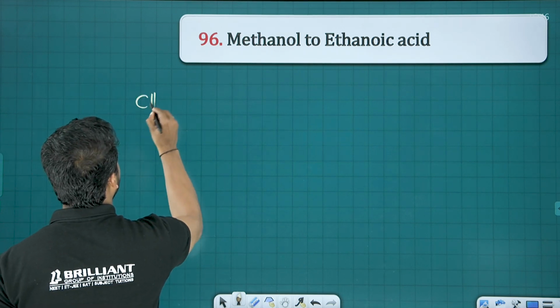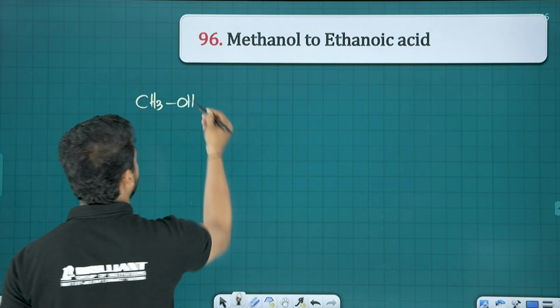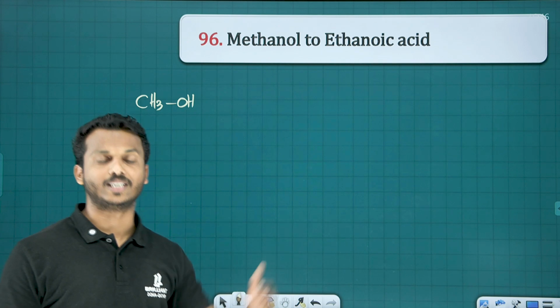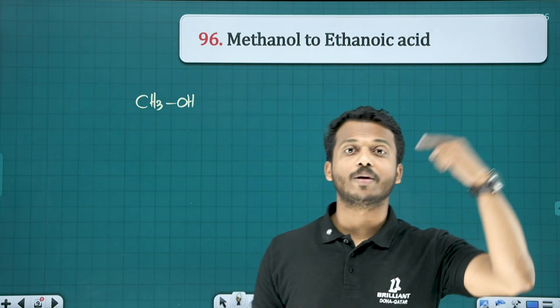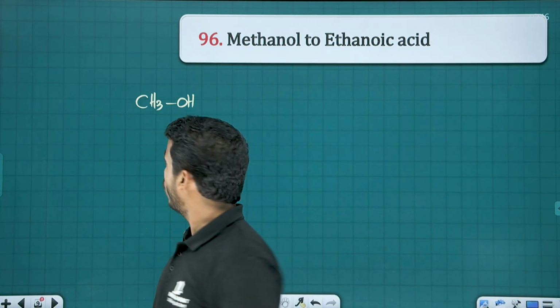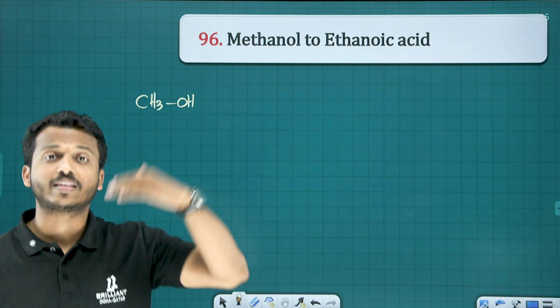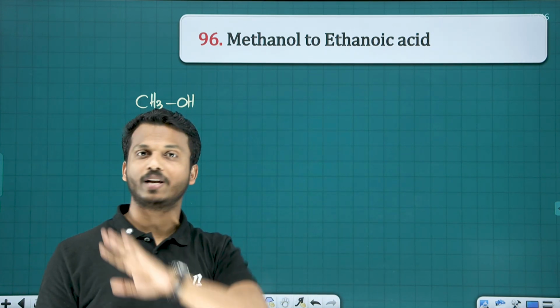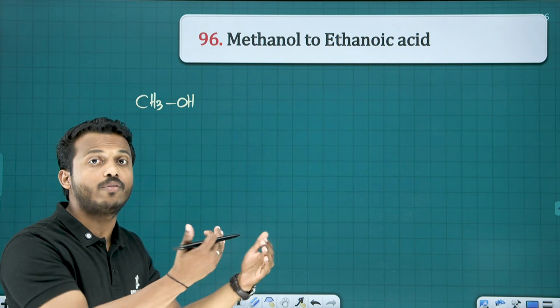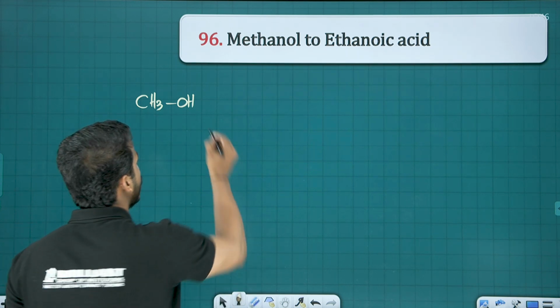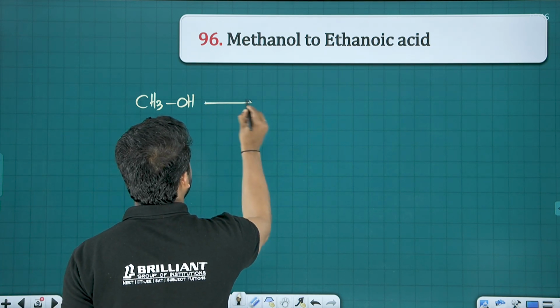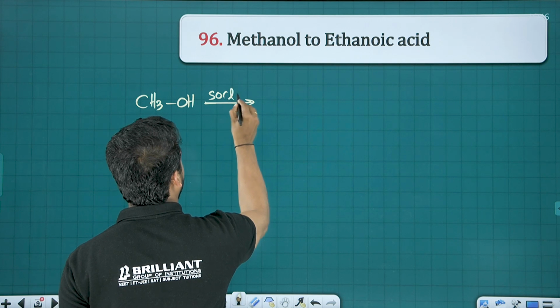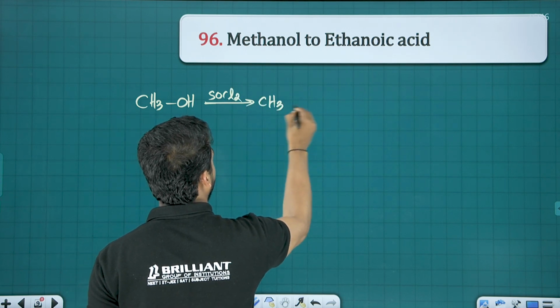Next one, methanol. How do you convert methanol, CH3OH, to ethanoic acid? Have you checked? You require 1 carbon extra here. If you want to convert methanol to ethanoic acid, we need to increase 1 carbon, right? So definitely we have to bring in cyanide. So let me first treat this alcohol with thionyl chloride to make it a haloalkane.